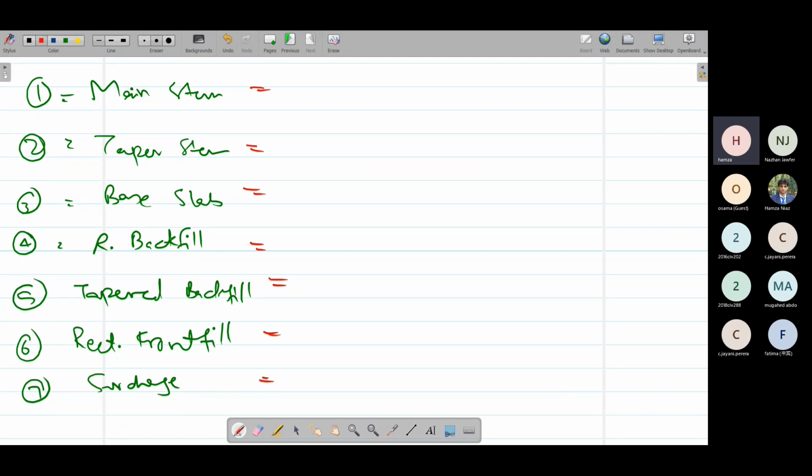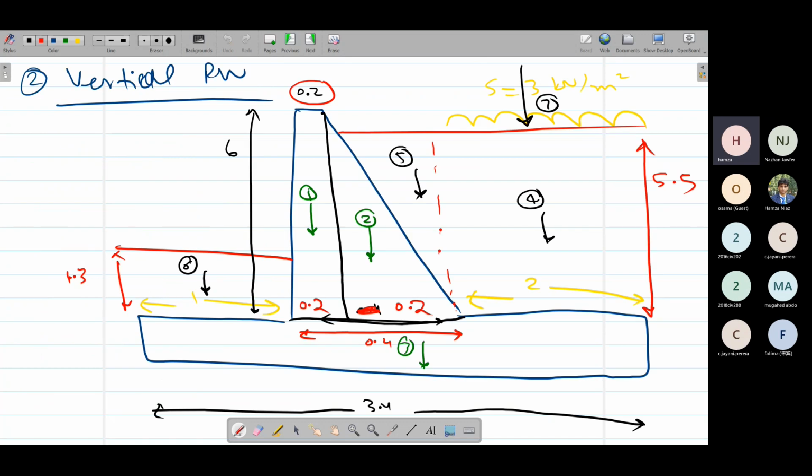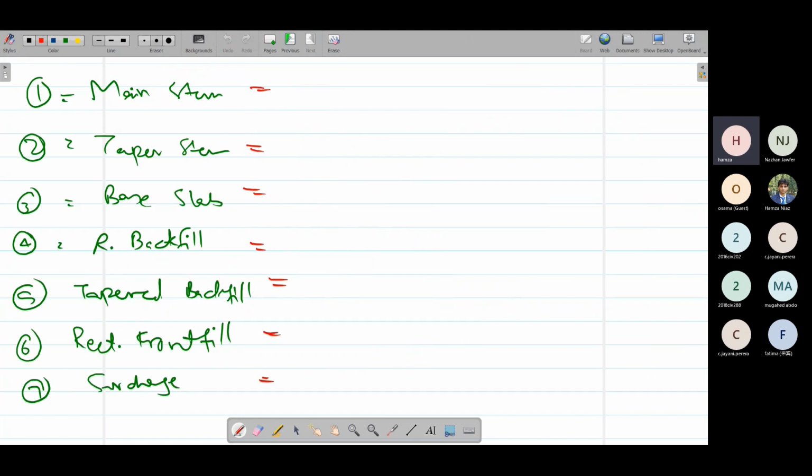with the area, because we are going to determine the weight like this. For example, this main stem portion is a rectangle, 0.2 meter is its width and 6 meter is its height. It is also made of concrete. So for its weight, we simply multiply gamma of concrete by 0.2, its base, and 6 meter, its height. Simple multiplication, gamma of concrete we have taken as 24 times 0.2 times 6. This way we can calculate the weight of this concrete main portion.